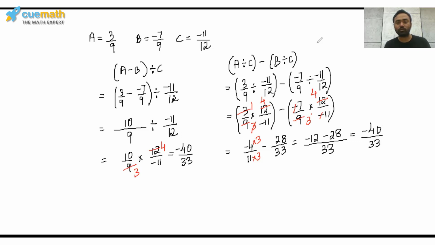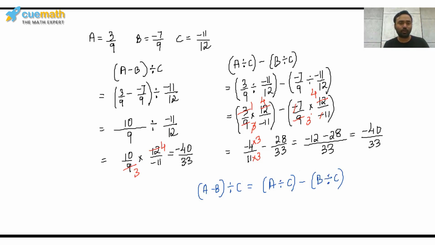Now if we look at both these values, we can draw a conclusion here, and that is (a minus b) when divided by c is equal to a divided by c minus b divided by c. So from here we can conclude that the division of rational numbers is right distributive over subtraction. So we saw that division of rational numbers is right distributive over both addition and subtraction.